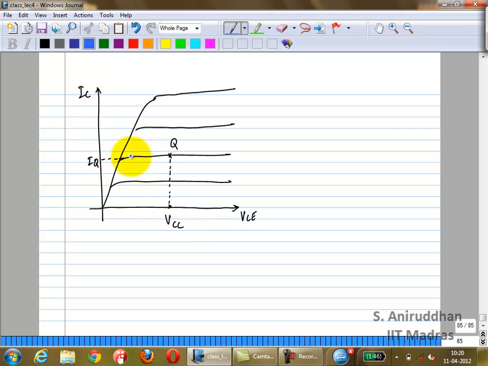So now let me use a different color. This is the case if you have RL1 which is very large. What happens when RL is very large? Your output swing, the current never cuts off, and your output swing is just limited by the supplies. Correct?